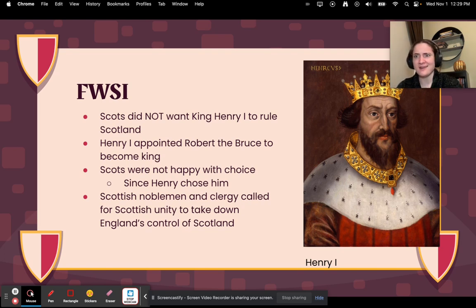And Scots were like, no, you can't do that. You're not even our king. Why are you appointing this guy that's just going to benefit you, Henry? So the Scots were really not happy about this choice. So the Scottish noblemen and clergy called for Scottish unity to take down England's control of Scotland.